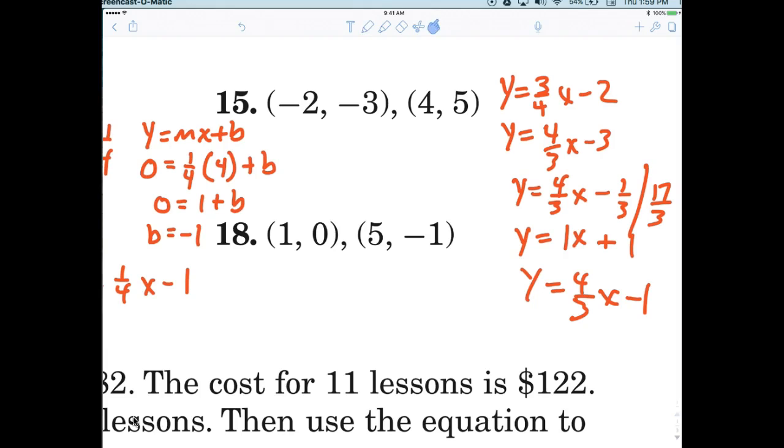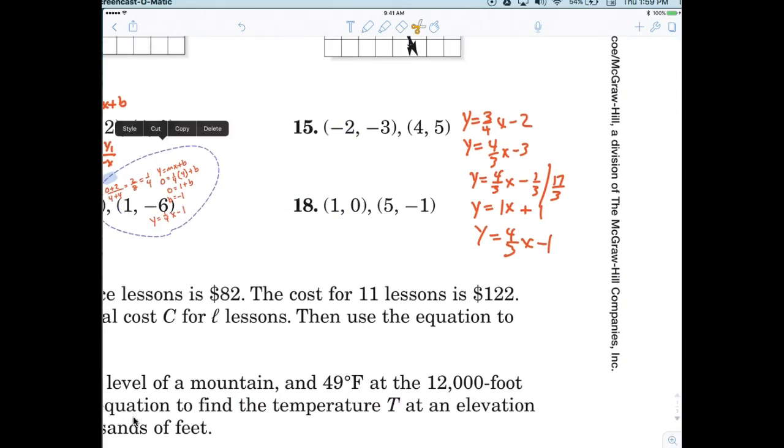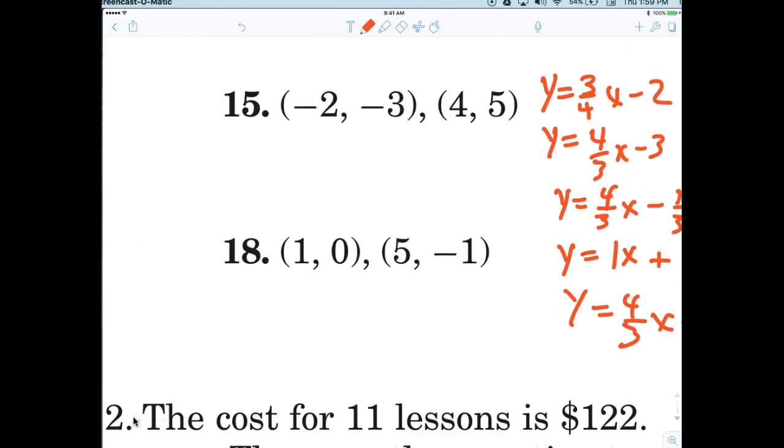Let's take a look at 15, and we need to start with the slope. Does everybody agree with that? Again, the first thing is m is equal to. I like to make the slope positive starting out. So it'd be 5 plus 3 over 4 plus 2, which is equal to 8 over 6, which is equal to 4/3. Okay, so far so good with the slope.